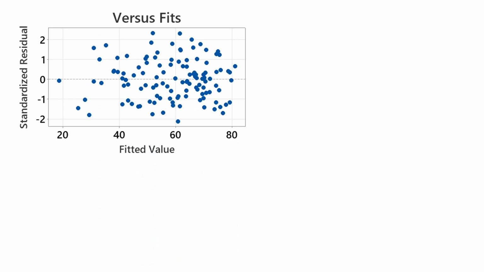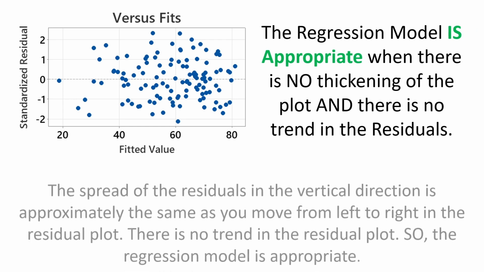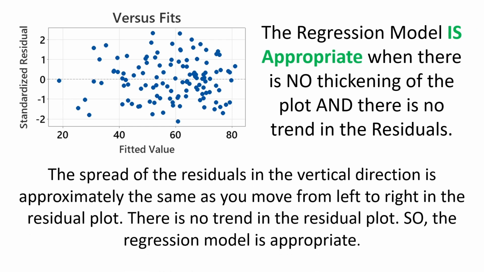Here's a nice example. Again, a completely different data set. Fitted value on the horizontal axis, residuals on the vertical. What do we see here? The spread in the vertical direction is roughly the same as we move from left to right. And there is no trend evident in the residuals. So this is what we want to see. And this is a case where we can say, yes, the linear model was appropriate for this data. So that's just about it.